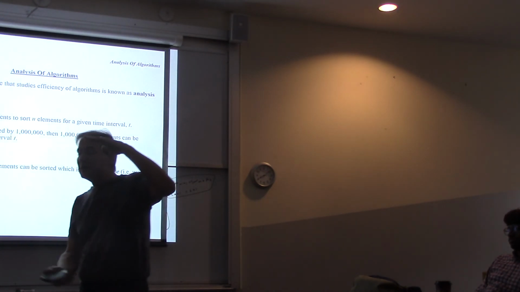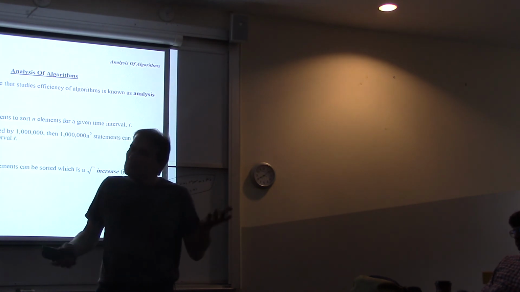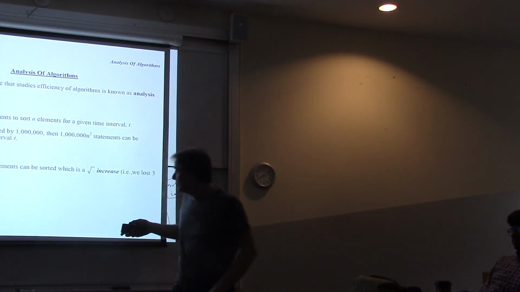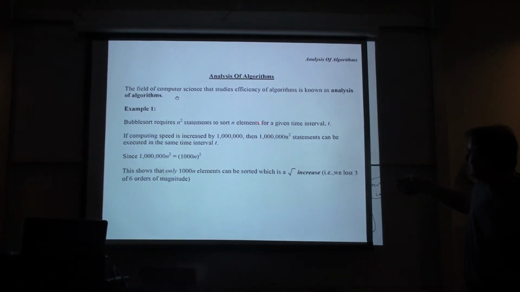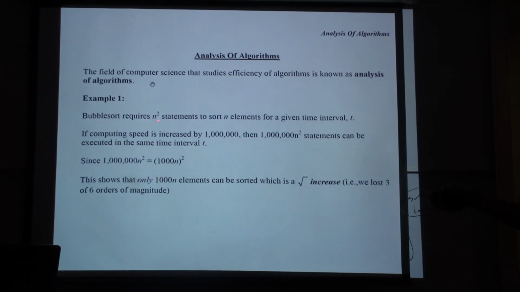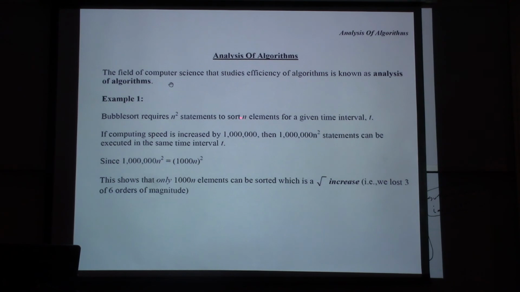But then you got to do the pass again, and again, and again. You got to do it n minus 1 times, roughly speaking, n times. So bubble sort requires roughly n squared comparison statements to sort n elements. And let's say you can do it in time interval t. So let's say t is 10 milliseconds. So let's say I can sort n elements in time t. If I can sort n elements in time t, that means I must be executing n squared statements in time t. Does that make sense?